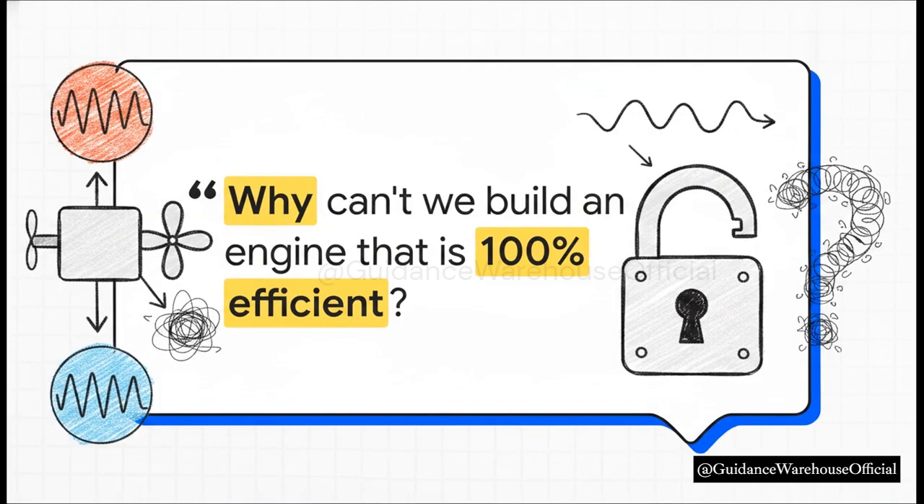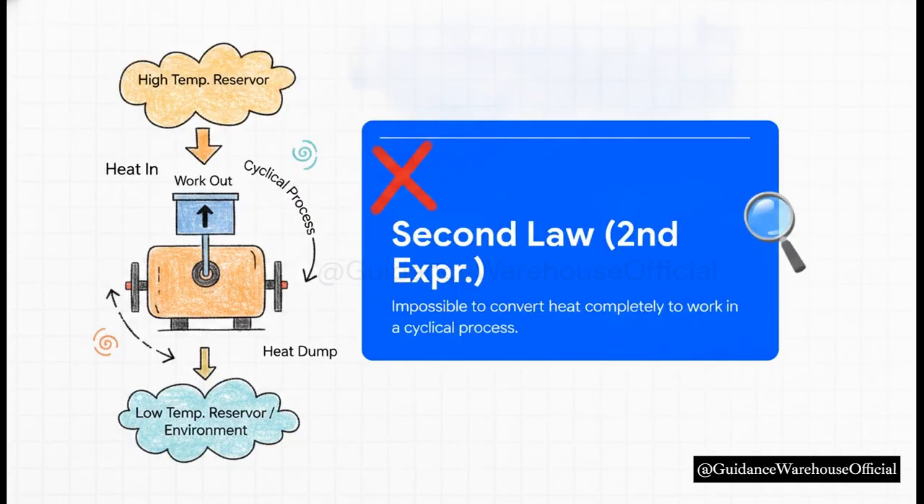Now, you might be looking at that waste heat part and thinking, wait a second. If the first law of thermodynamics says energy is always conserved and never destroyed, why can't we just build an engine that's 100% efficient? Like, why do we have to have waste heat at all? Honestly, that is a fantastic question. And answering that brings us right to the second expression of the second law.